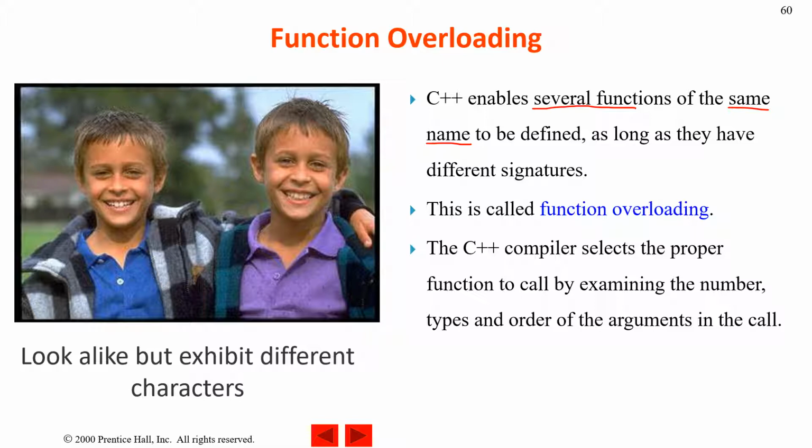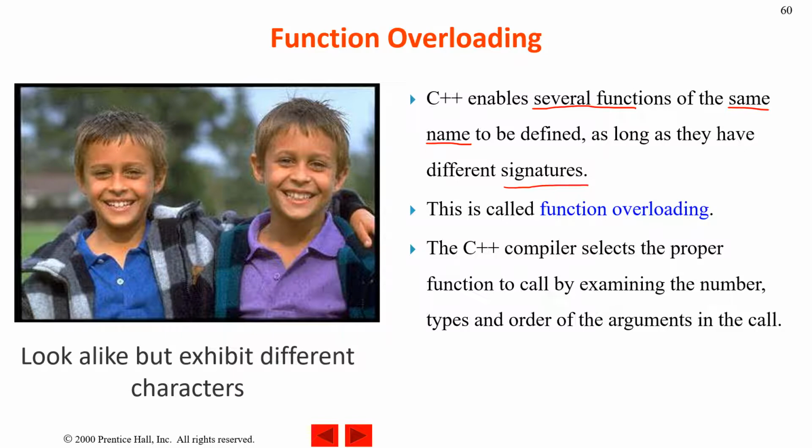Overloading is when functions have the same name, as long as they have different signatures. In the next couple of slides, we will look at what the signature of a function is. This process, where functions may have the same name but perform different variations of the same task, is called function overloading.